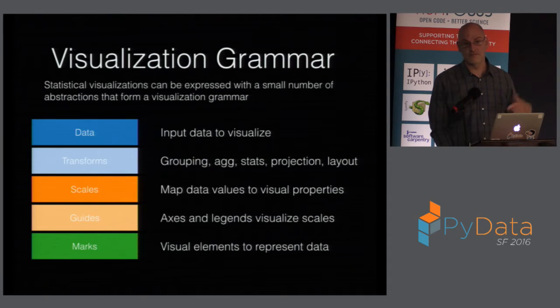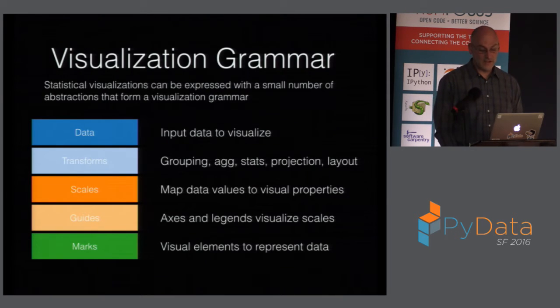So there's sort of different layers in a visualization grammar. First is the data, and this is really the input data that would be in the tidy format that I referred to. Next is that the data is typically transformed. There's grouping, aggregation, summary statistics, projection, and layout. Typically in Python, we think of transformation as being something that you do before visualization. And I think one of the big revelations that I had is that when you're doing statistical visualization, it's really difficult to do all the transformation before the visualization is done. You really need to build a data transformation pipeline into the visualization process itself.